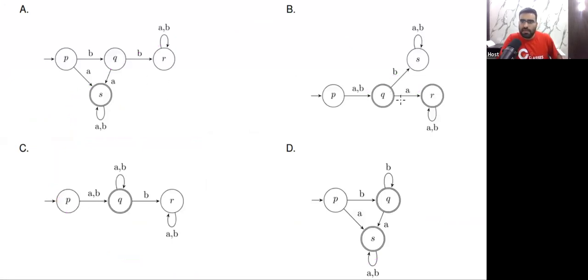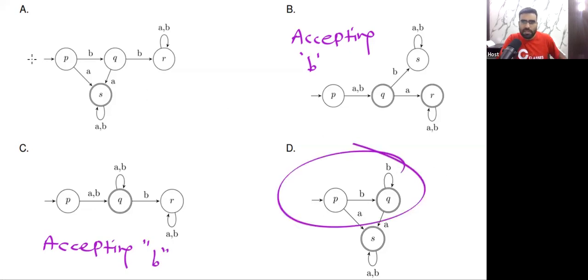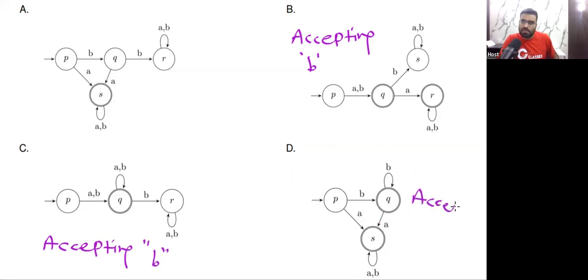You can see that this DFA is accepting B. Correct? And you can see this is also accepting B. This is also accepting B. Also remember, this is also accepting B, correct? So all these options are gone. This option gone, this option gone, this option gone. Because three options are gone, definitely this must be the answer. Yes or no? So this is method number one.